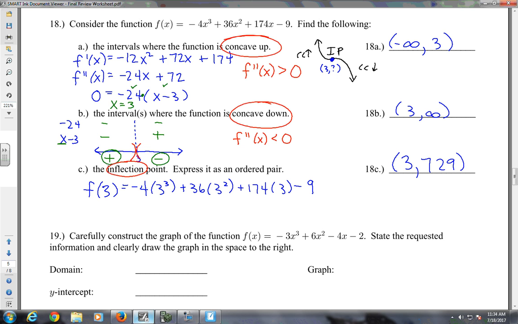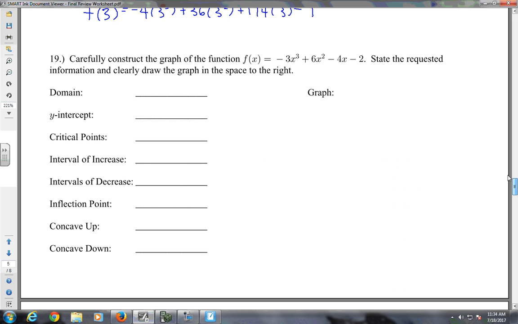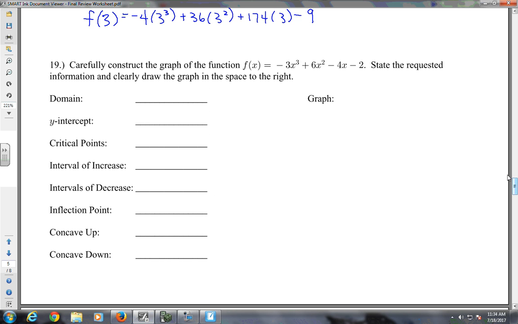All right, now 19 is pretty challenging because it's long, but it's going to put this into perspective. When do I analyze the first derivative and what information does it give me? When do I analyze the second derivative and what information does it give me? Now, you're probably going to need more space than what we have right here. So you might want to work on the back side or get yourself a piece of notebook paper. 19 says, carefully construct the graph of the function f of x. State the requested information and clearly draw the graph in the space to the right.